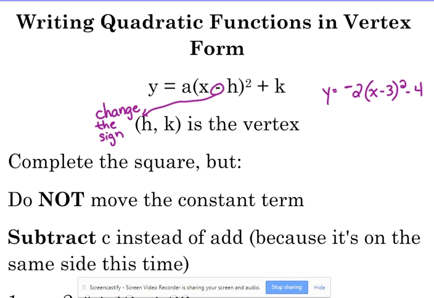Okay, what I've got there in purple, y equals negative 2 times x minus 3 squared minus 4. The vertex is at positive 3, negative 4. Because it was x minus 3, I change its sign, so it's positive 3. The number on the end, I don't change. So the 4 stays negative there. Positive 3, negative 4 is its vertex.